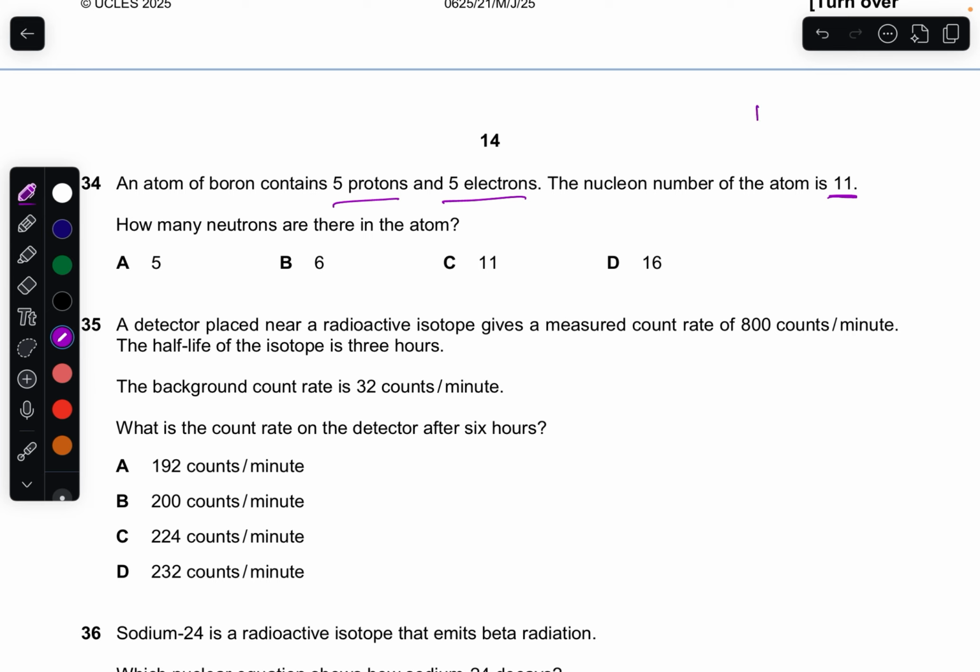In question 34, you have 5 protons, 5 electrons, and this is the nucleon number. Nucleon number is basically protons plus neutrons. So protons plus neutrons are 11. The protons are 5, so you can write neutrons equals 11 minus 5, that is 6.